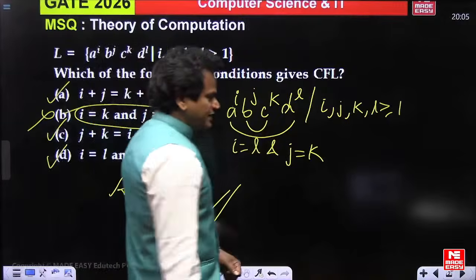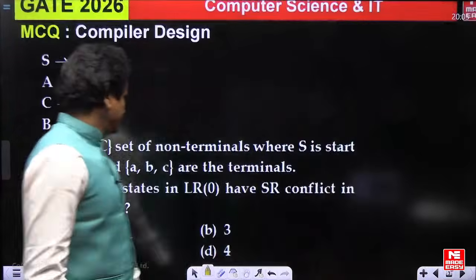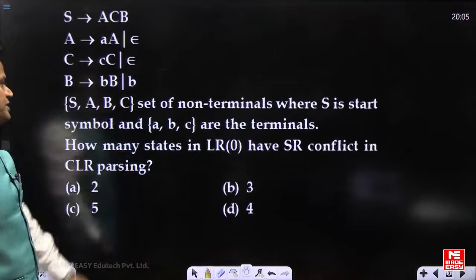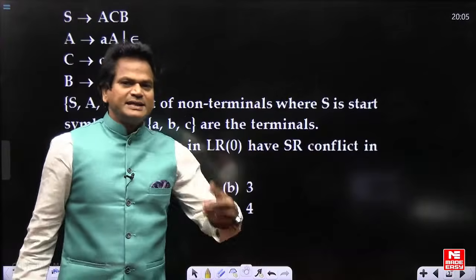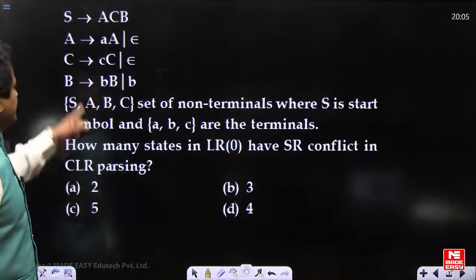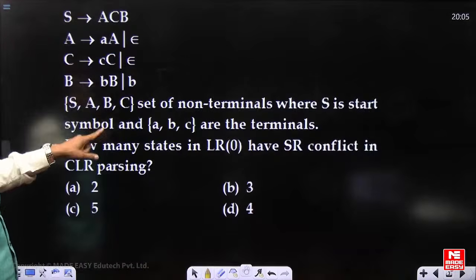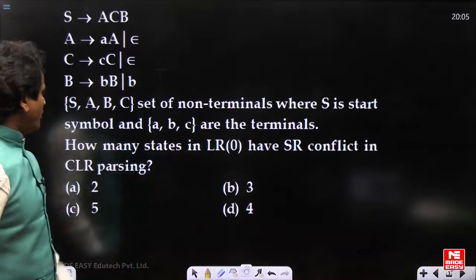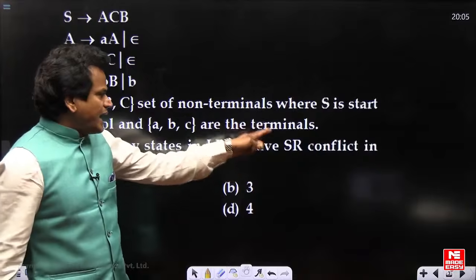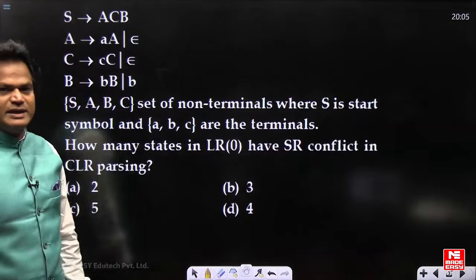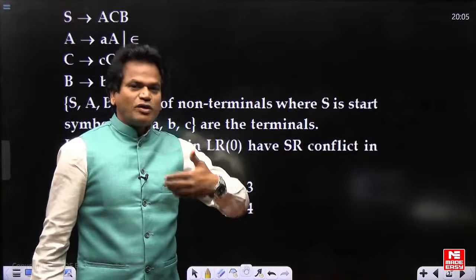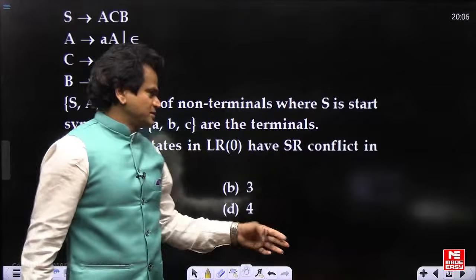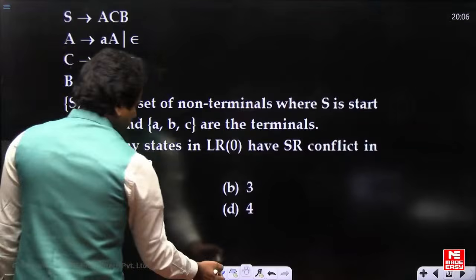Okay, we go to the compiler design question. This is an easy question, but it takes a little bit of time. They have given the grammar. If you consider the LR(0) grammar, how many states in LR(0) have a shift-reduce conflict? It is asking for how many states. So you have to construct the complete LR(0) parser. It takes a little bit of time, but it is easy.